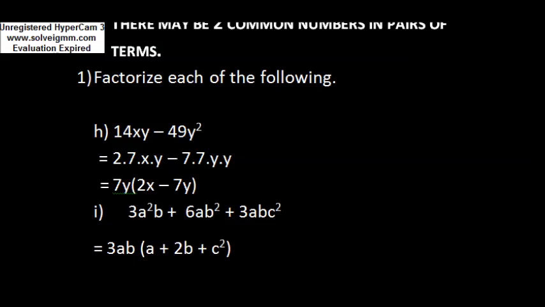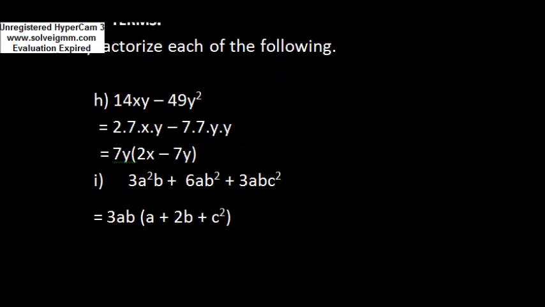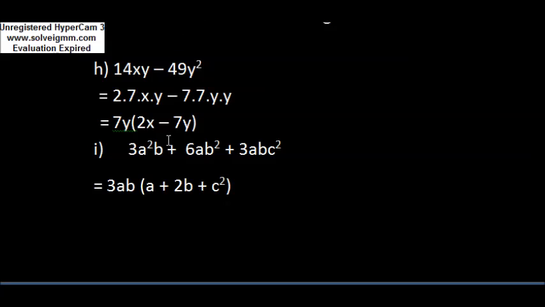Part I. Three a square b plus 6ab square plus 3abc square. So first of all, you will see, is there any number which is common in these three terms? Yes. 3 is common. You can see here, 3 is here. 3 is also the factor of 6. 3 is also the factor of this third term. So 3 is common here.